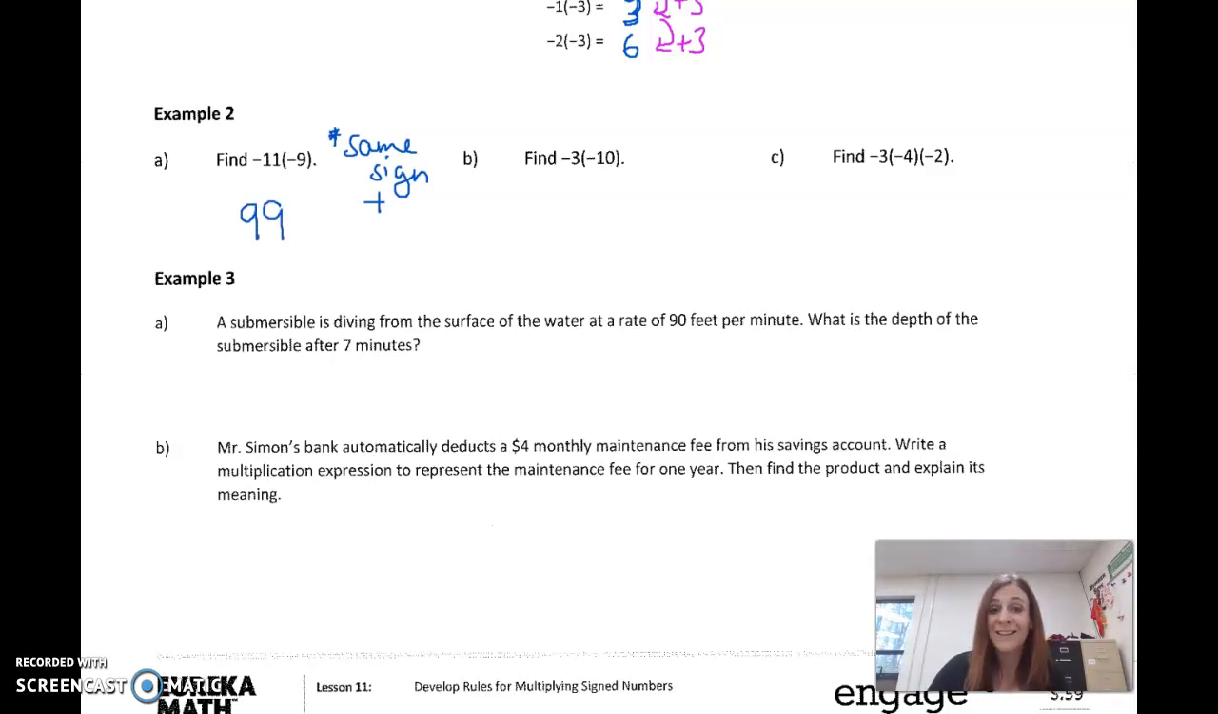Let's look at this one. They also have the same sign. Same sign means it's positive. So 3 times 10 is 30.